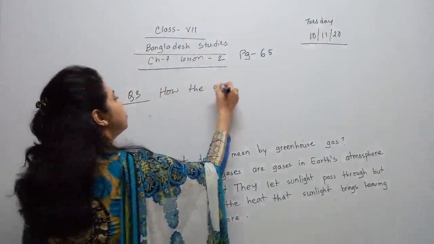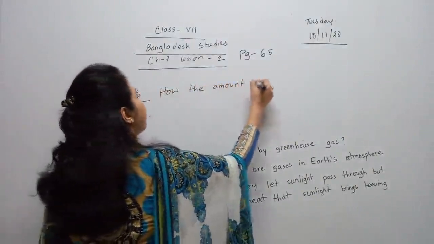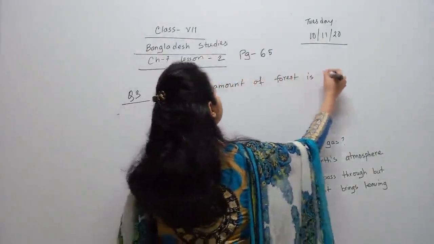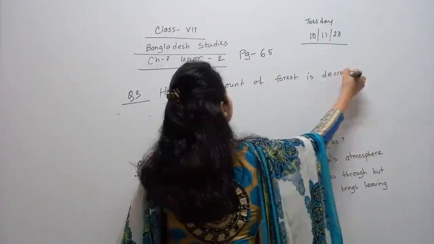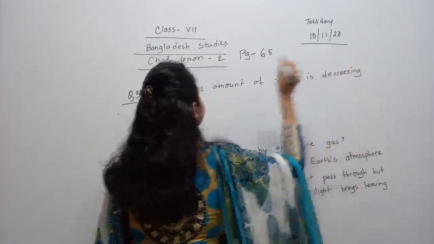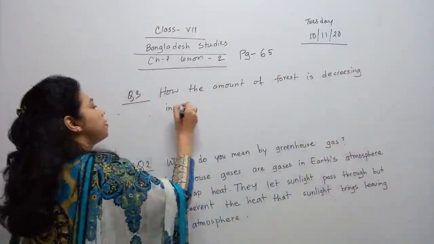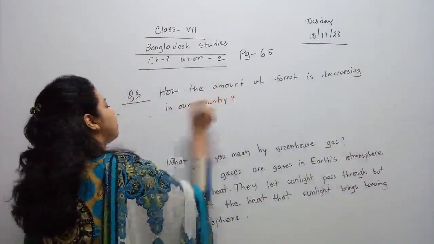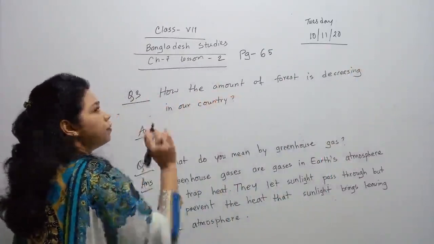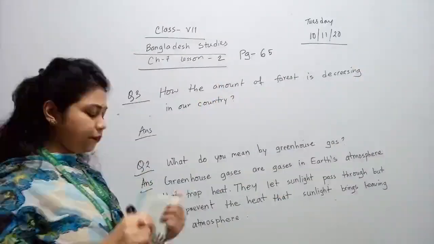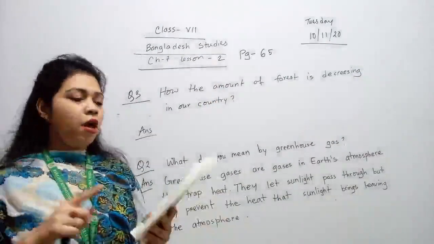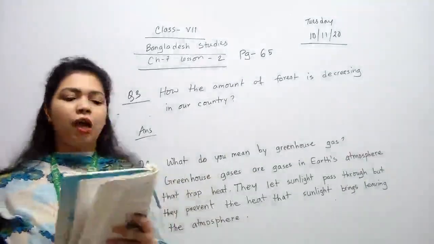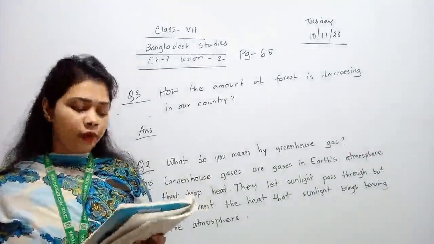How the amount of forest is decreasing in our country. This answer you will write on your own. It's very easy. In the last para of page number 65, you will get it. How the amount of our forest is decreasing in our country.